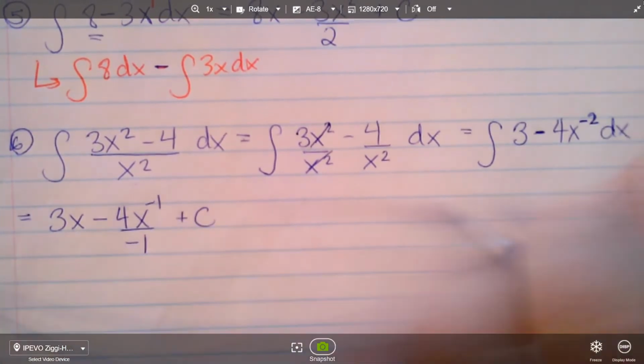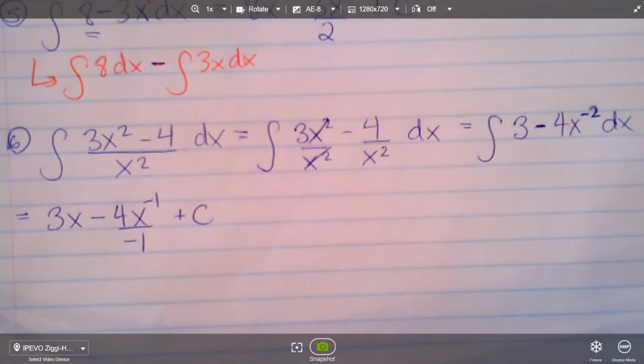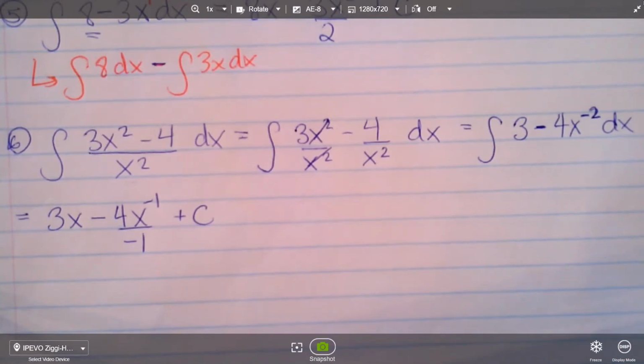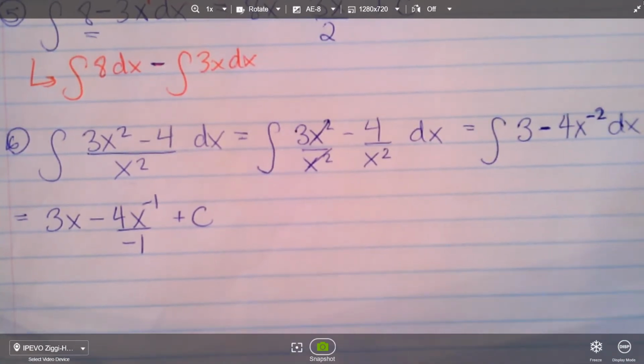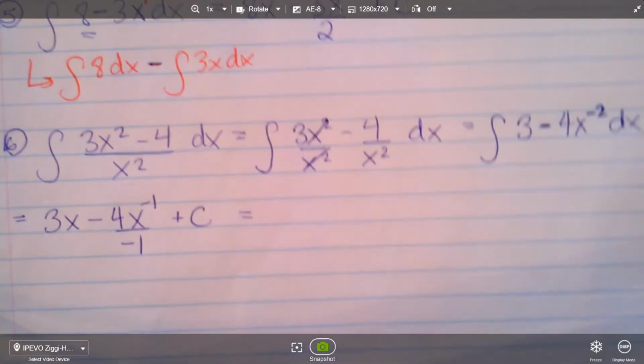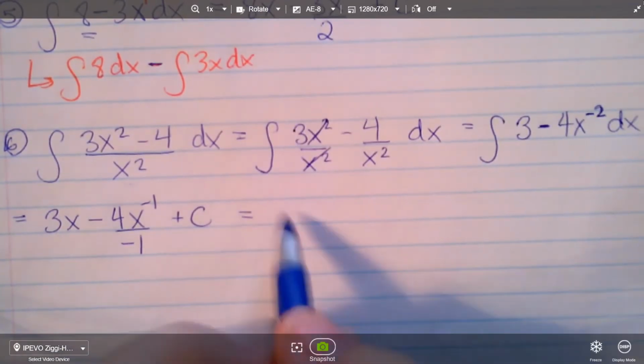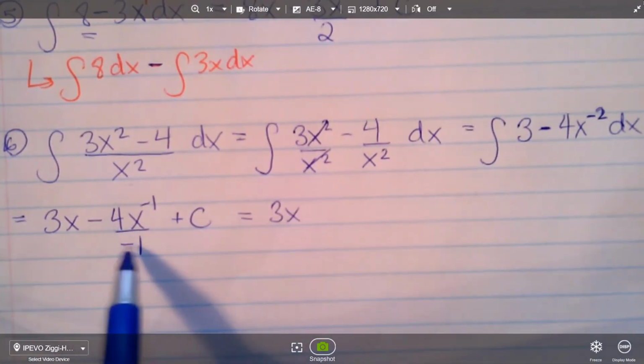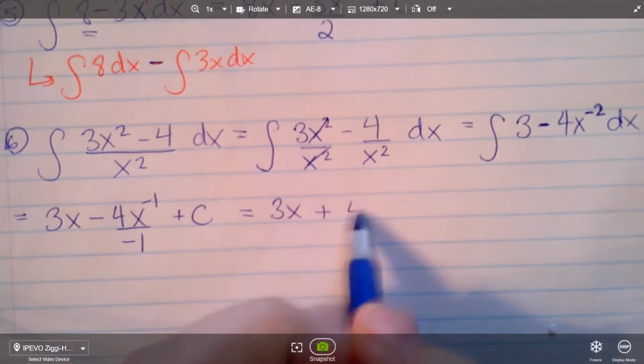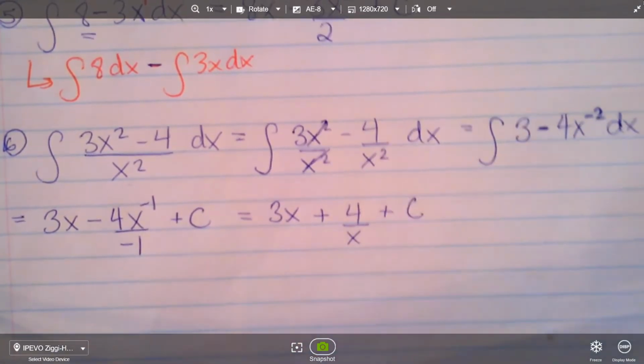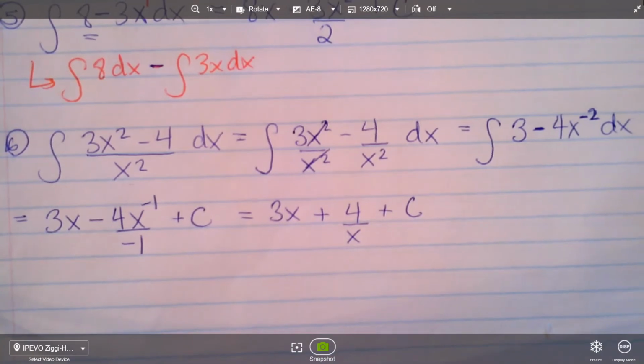Just be careful with those negatives, especially after doing derivatives. Our brains tend to go the wrong way with that on the number line. So keep an eye on those. And a little bit of simplifying. So 3x, those negatives will cancel, and I'll have 4 over x. And there we are.